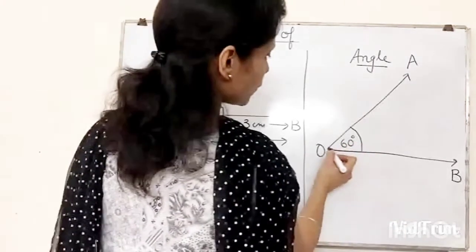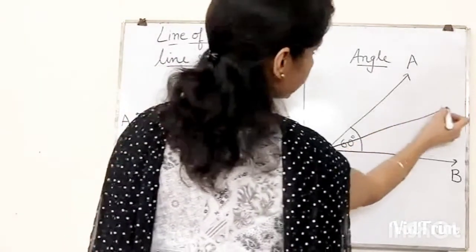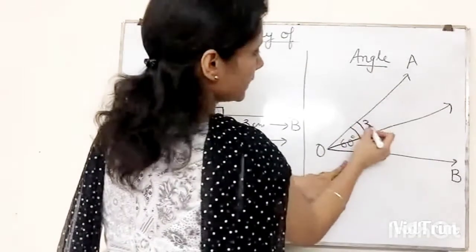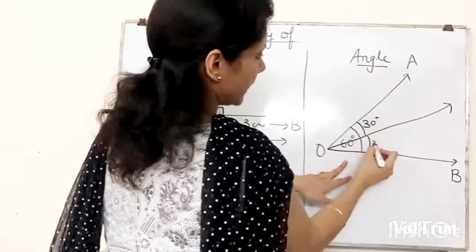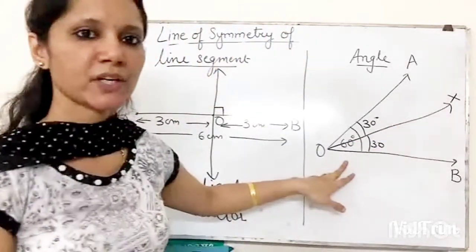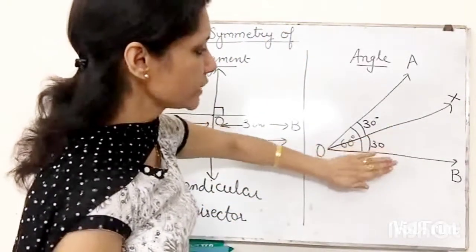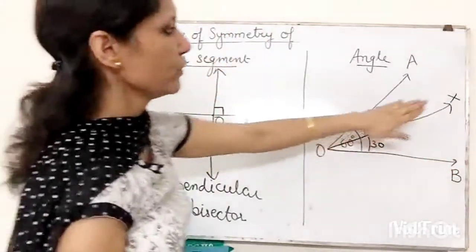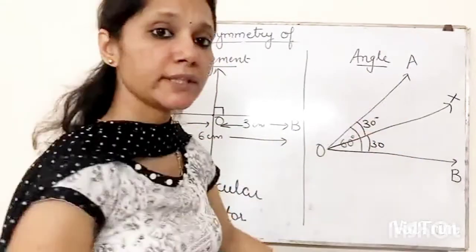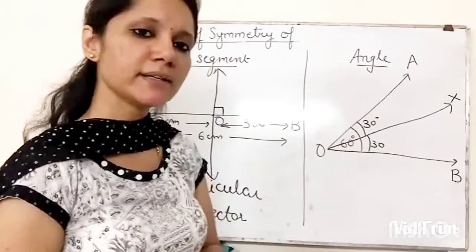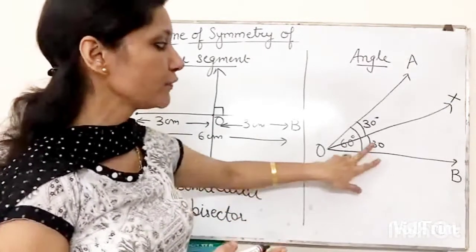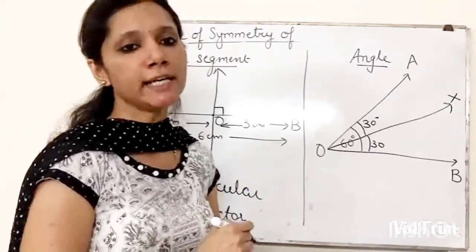So if I draw a bisector like this, which divides this 60 degree into 30 degree and 30 degree, I will name it as OX. So if I fold this part, this angle BOX over AOX, would they completely overlap each other? Yes, they would completely overlap each other because both of them are of 30 degree each.